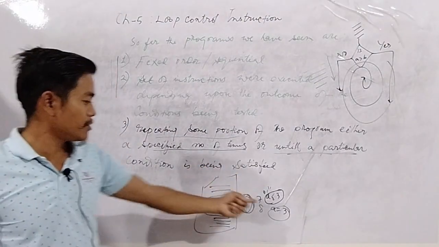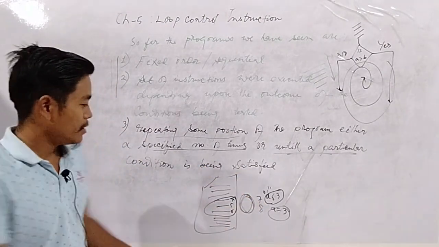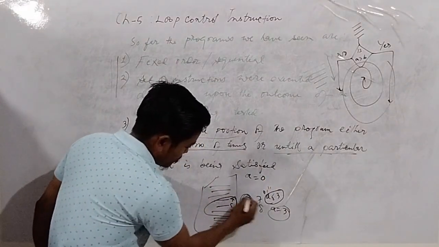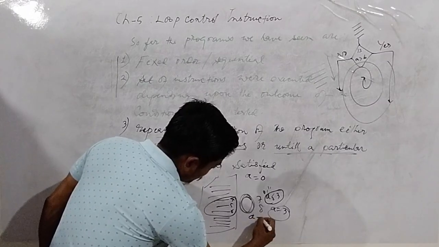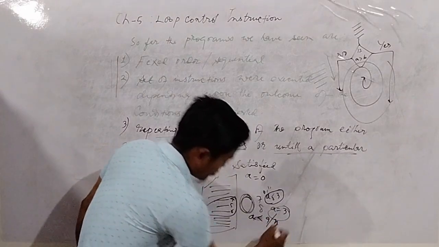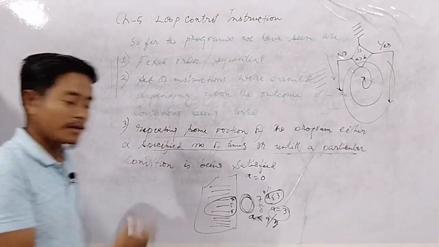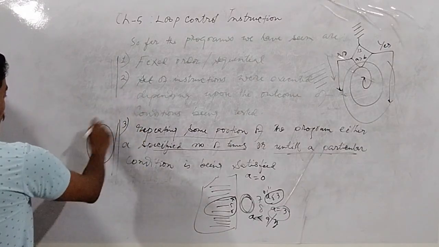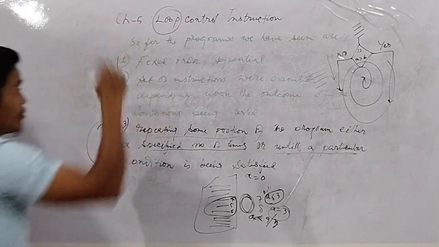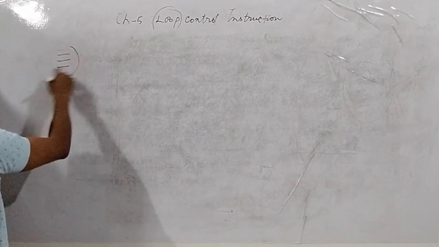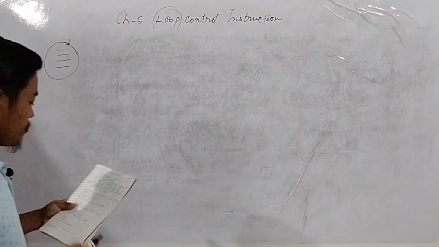For example, a starts from 0 and we will repeat this portion until a is less than 9, or a is less than some other value. The condition that we provide is the repetition. That is how we move to the loop. That's why this topic is about loop control instruction. Some portion of the instruction I can repeat, that is executed in a loop.